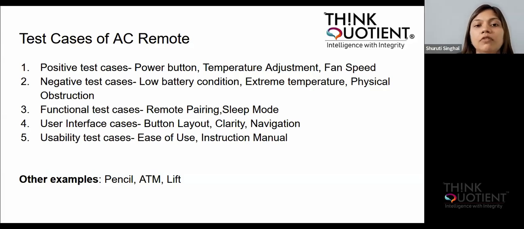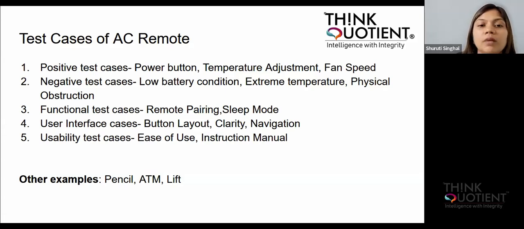For example, we have a single remote for each AC, right? But you have also seen that the same remote sometimes can be used with a different AC of the same brand. So we have to always ensure that the remote can pair correctly with a different AC, right? So that is the functional testing.